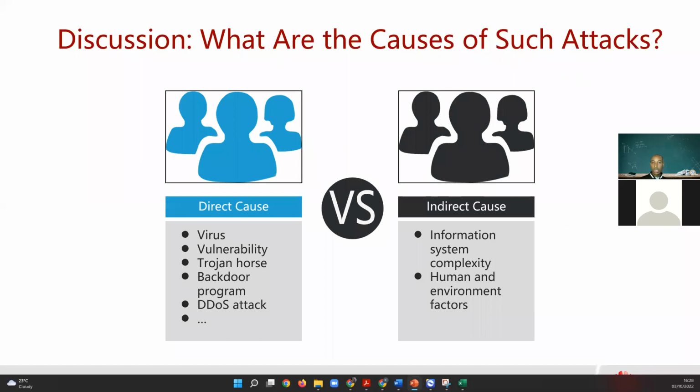I'm trying to move to this other screen. Yeah, just move this to the side.